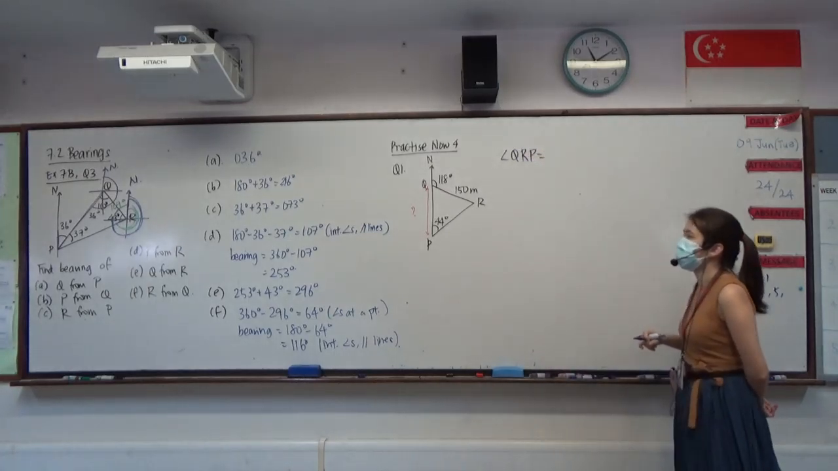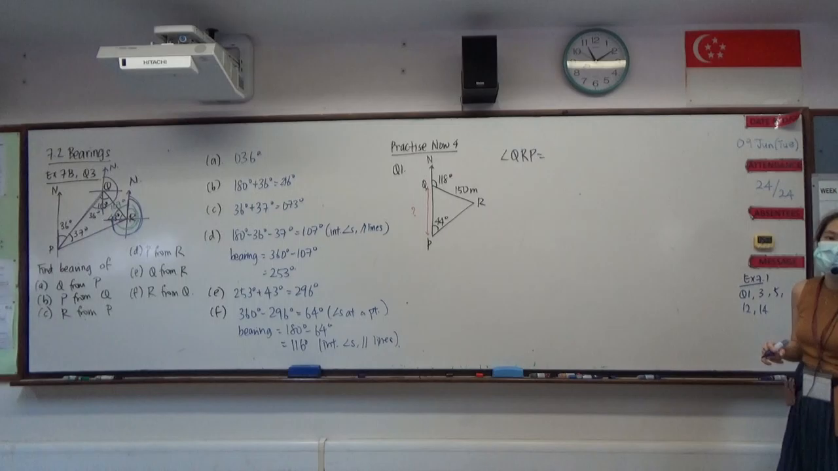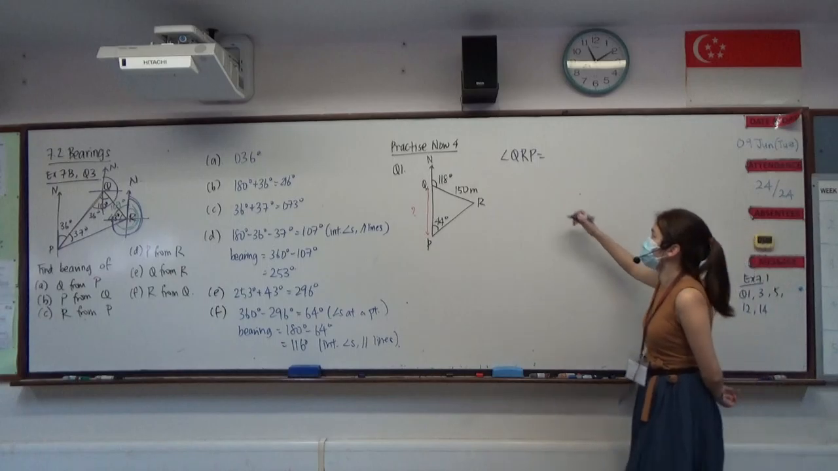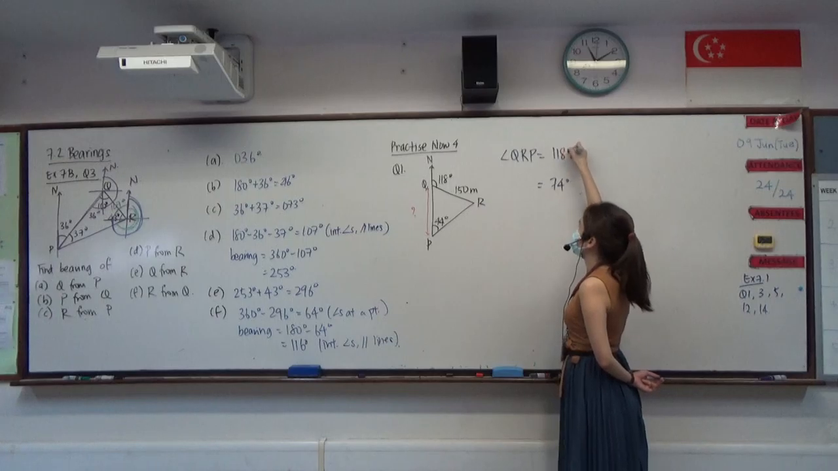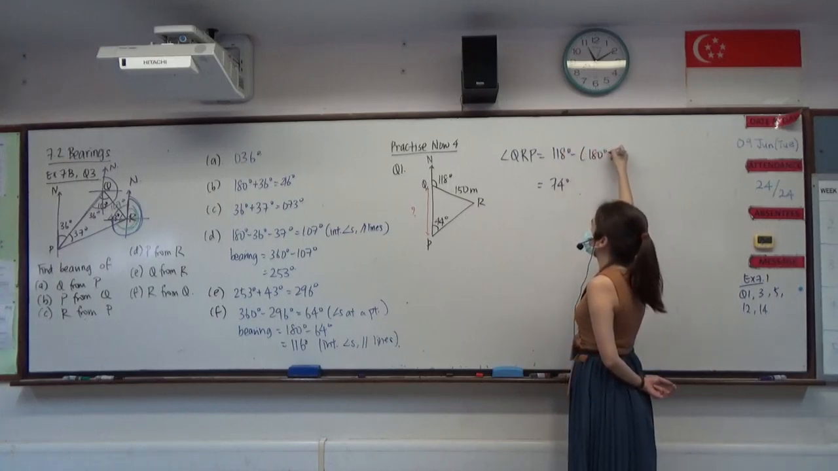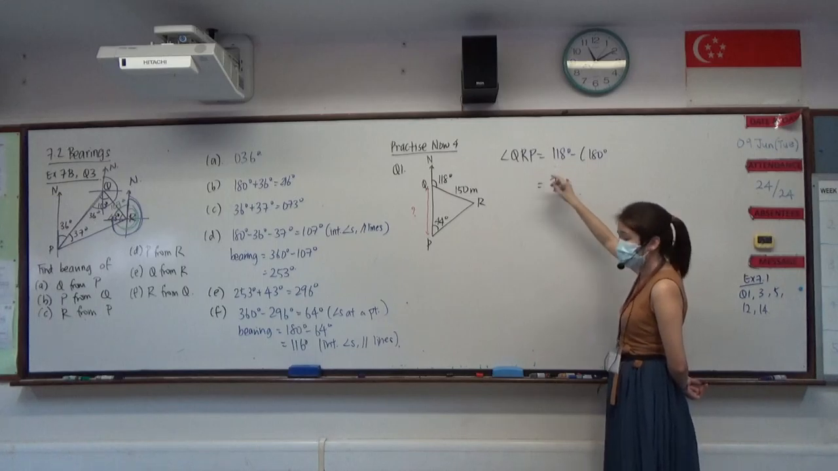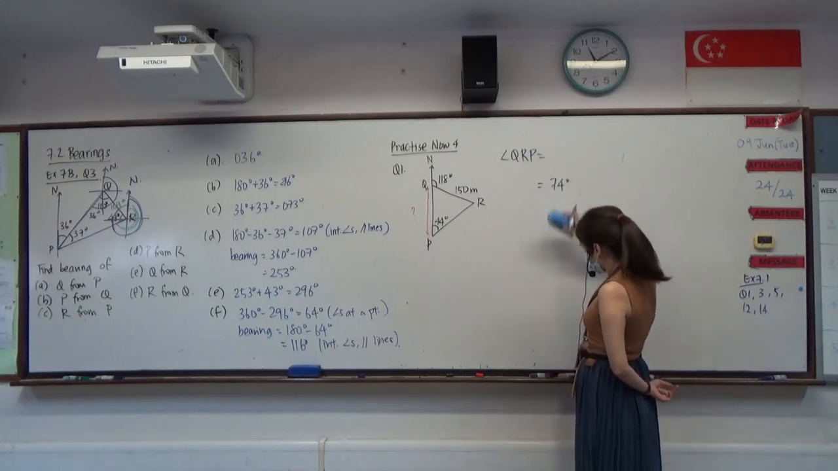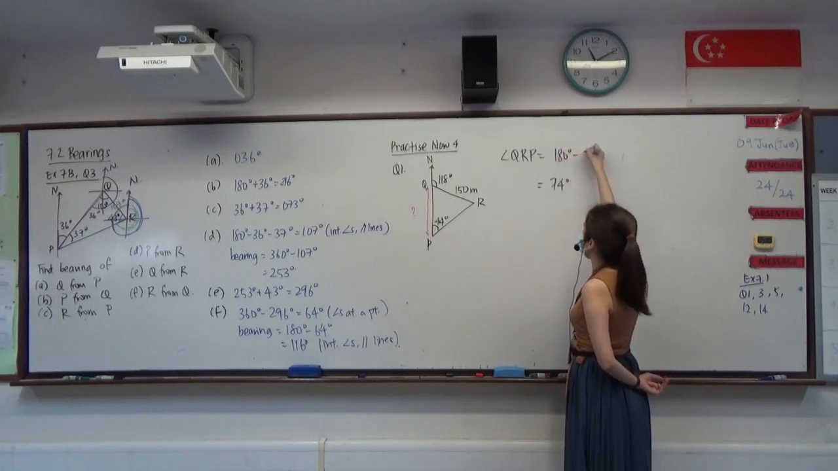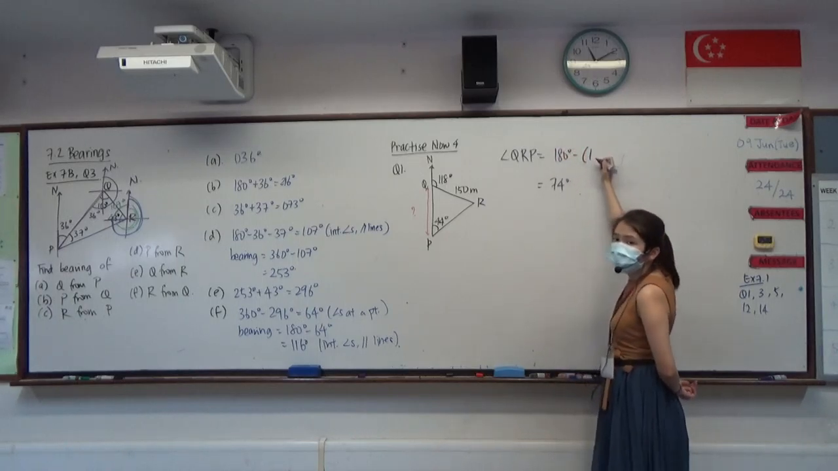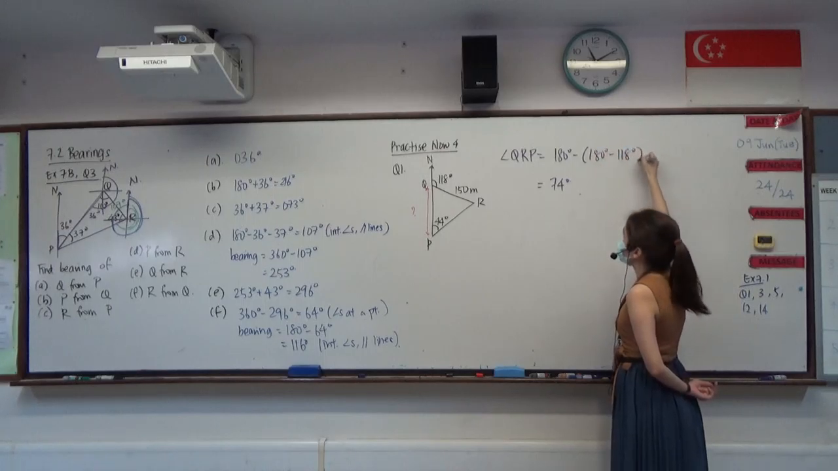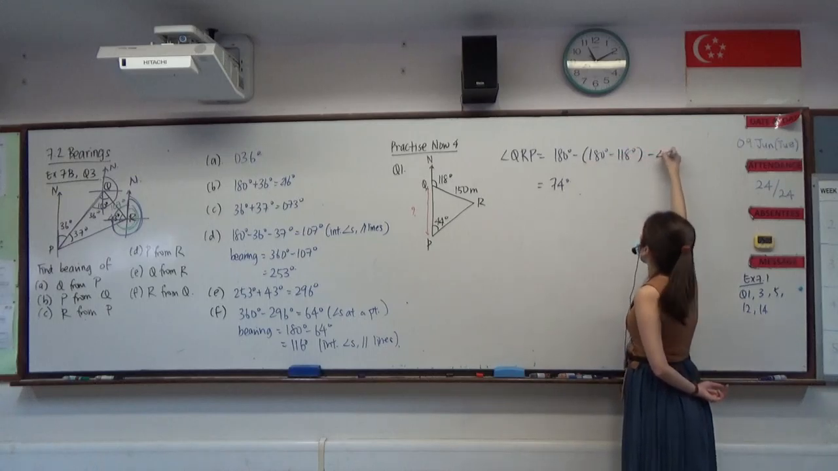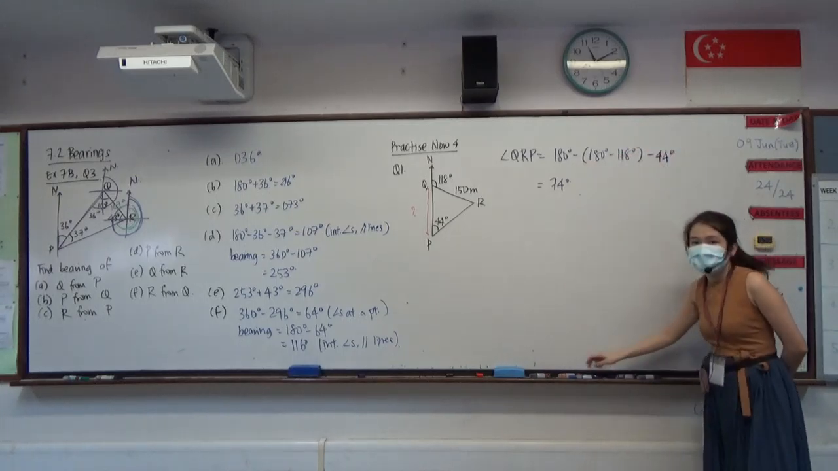So you find out what is angle QRP first. So what will angle QRP be? Sorry? How do you get 74? 180. Oh, okay. So Juan says 180 minus away bracket. 180 minus 180. Minus 44.